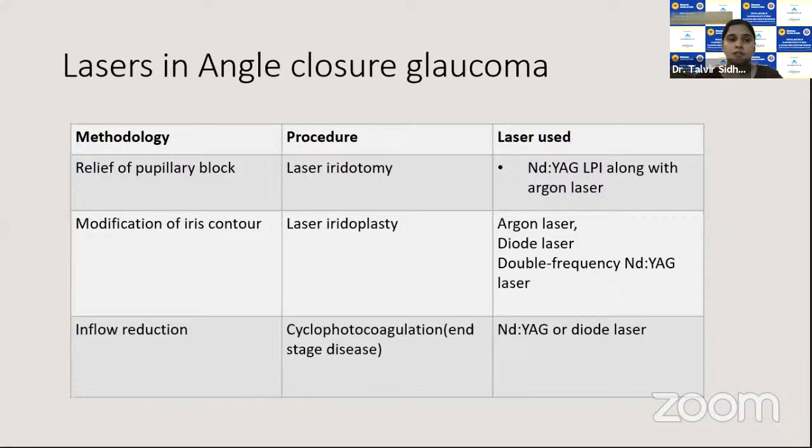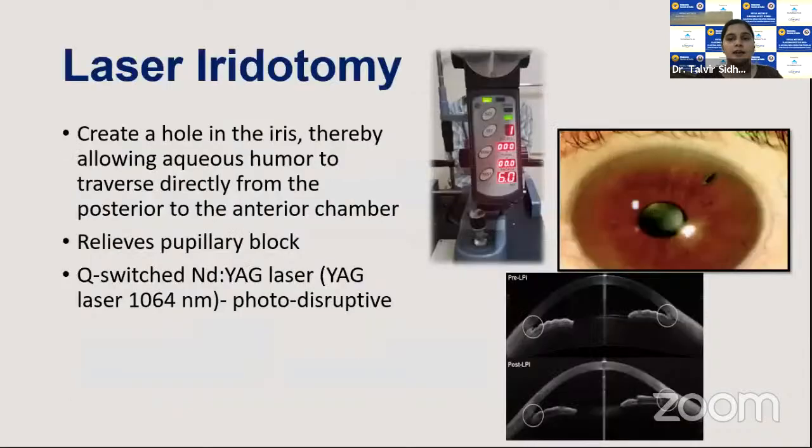So the lasers that are used in angle closure glaucoma, usually for the relief of pupillary block, we use laser iridotomy. And for modification of the iris contour, we use laser iridoplasty. So laser iridotomy is actually creating a hole in the iris, like this, which can open up the angle by relieving the pupillary block. And a Q-switched Nd:YAG laser of 1064 nanometer, which is photodisruptive, is usually used in doing laser iridotomy.